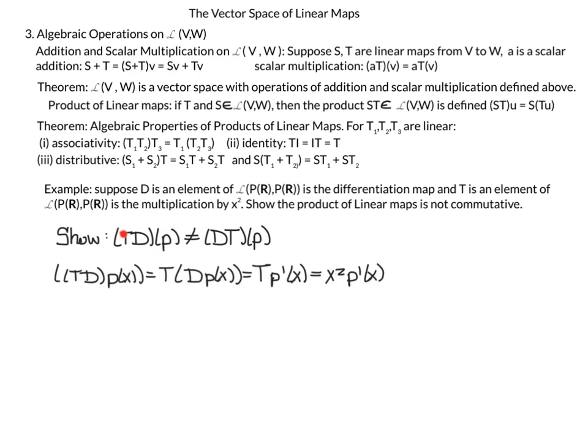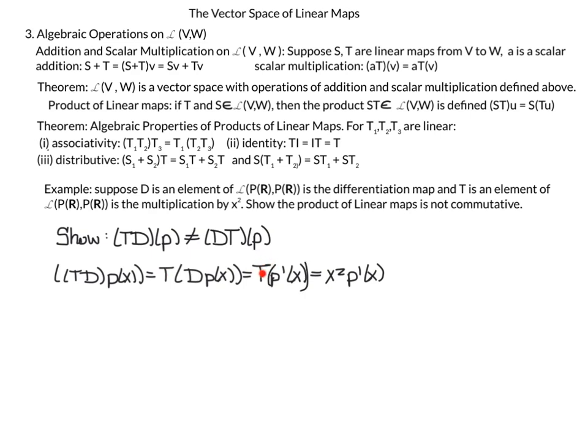So starting here on the left-hand side, we had TD of P of x. This is our product of two linear maps. By our definition, our product of two linear maps is S of T of U. So that's going to be T of D of P over here. So we do the first transformation D on P. So that's the derivative. So what we're going to get for D of P is P prime of x.